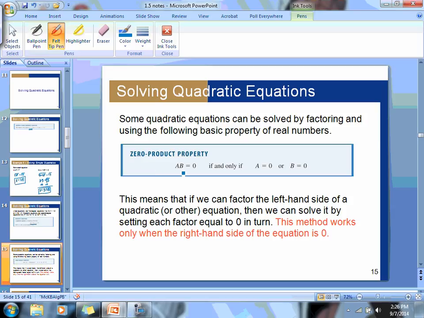It tells you that if you have two things that you're multiplying together that ultimately equal 0, then one of them has to be 0. So when we're solving more complicated quadratics, we're going to factor, and then we're going to set each little piece, each little factor, equal to 0.